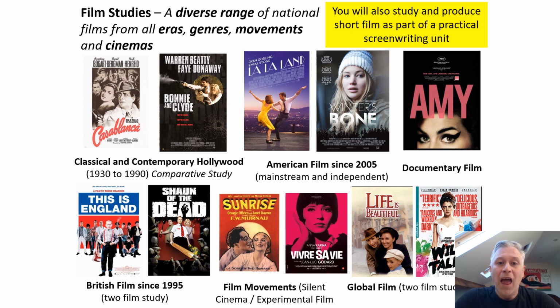We then will also be looking at American films since 2005, so looking at some more modern Hollywood films, or actually not just Hollywood films, American films. The first one we look at there is a Hollywood film. It's La La Land, so your traditional big budget Hollywood film, but a reinvention of the musical for the modern era. And I'm going to keep saying this, but again, one of my personal favourites on the course.